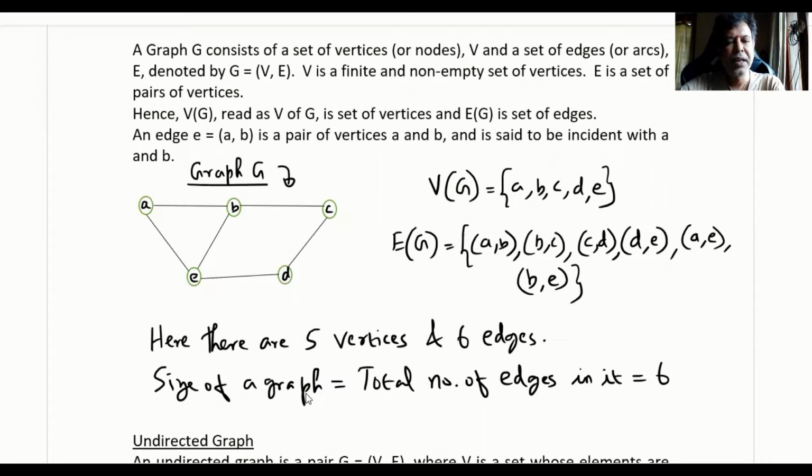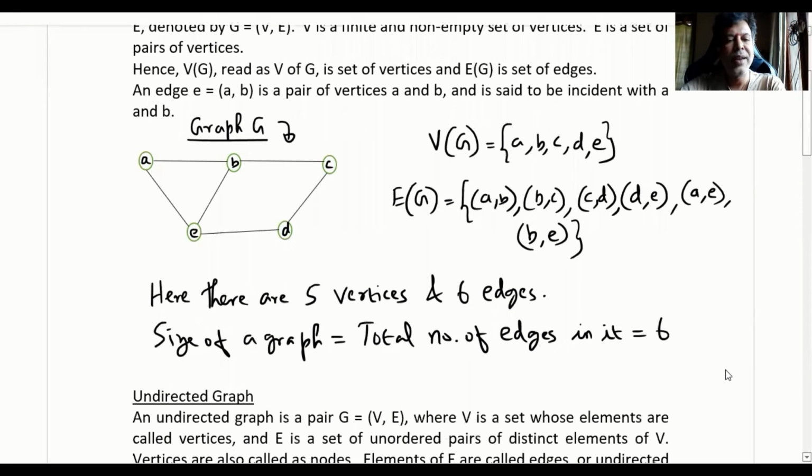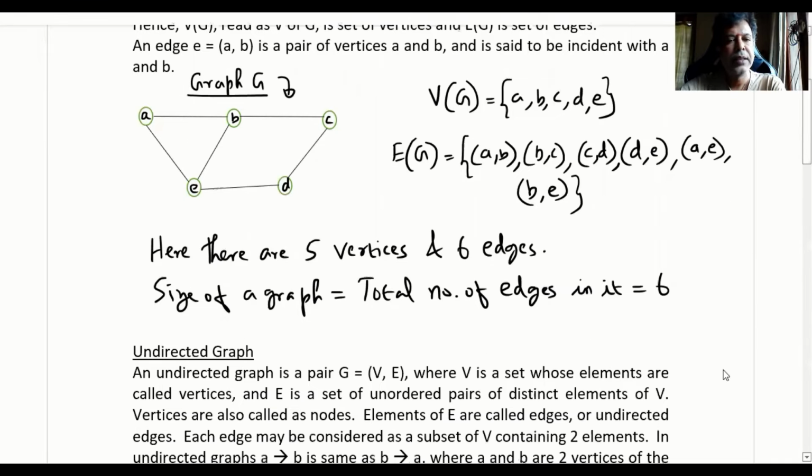When we say size of the graph, it is nothing but the number of edges in that graph. So here, the size of the graph is 6. Now let us proceed to understand what is an undirected graph and a directed graph. First one, undirected graph. This example itself is an undirected graph because the edges do not have any direction specified.